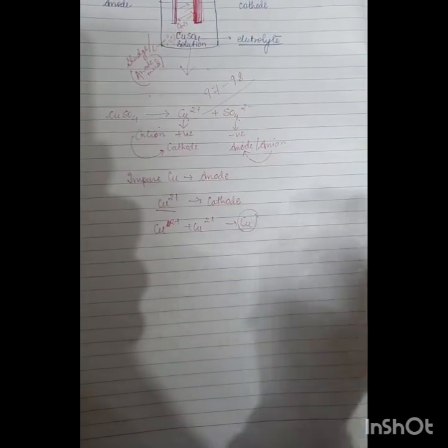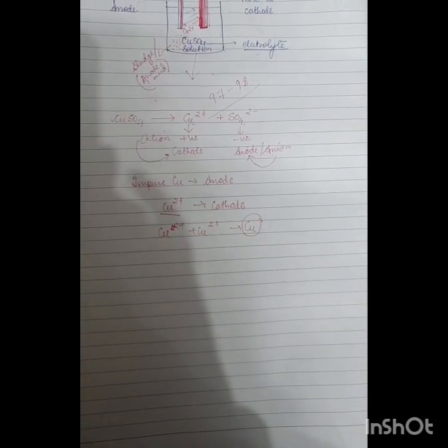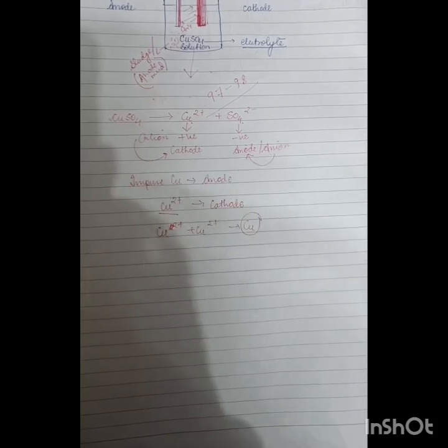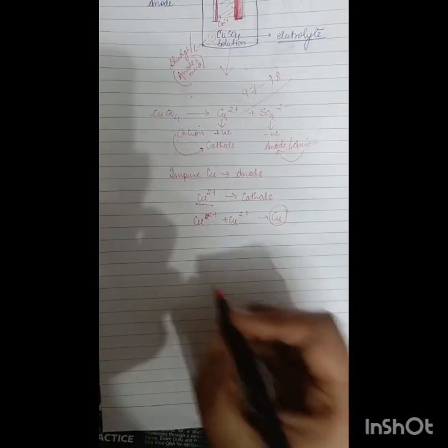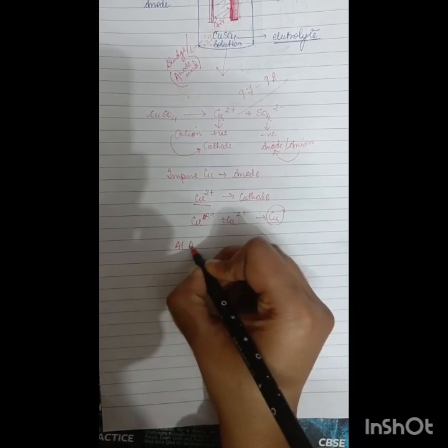So how can we write the equations or the reactions that are taking place at the anode and at the cathode? So basically what is happening at the anode?